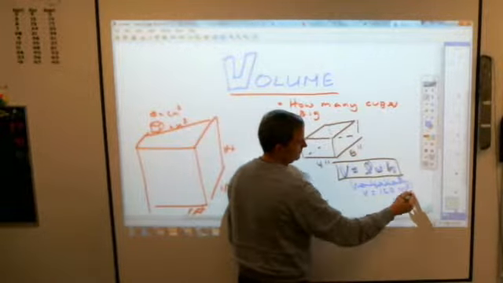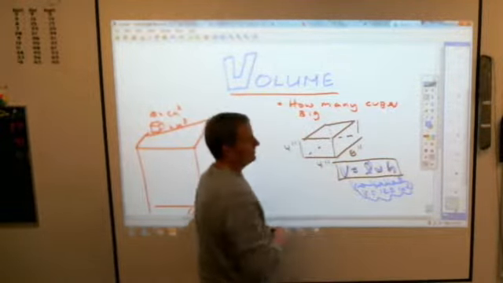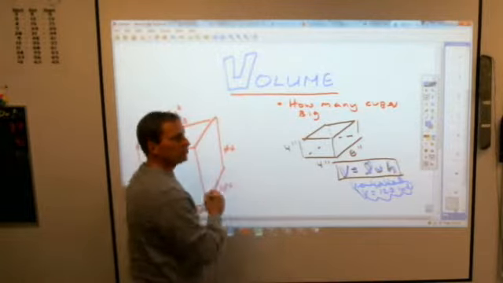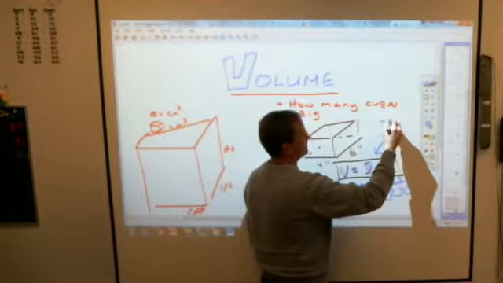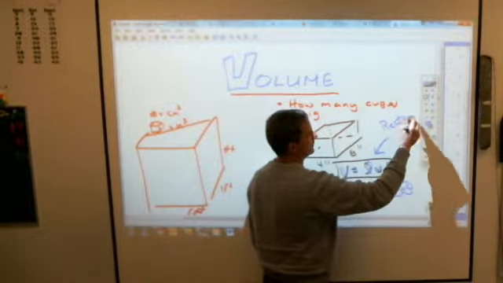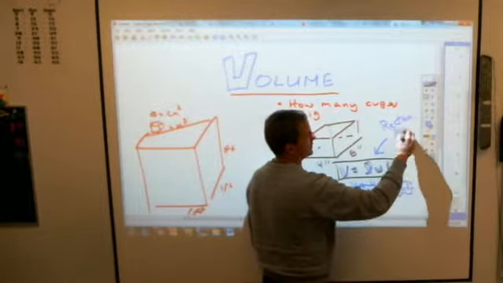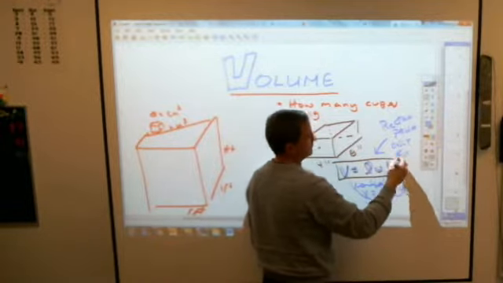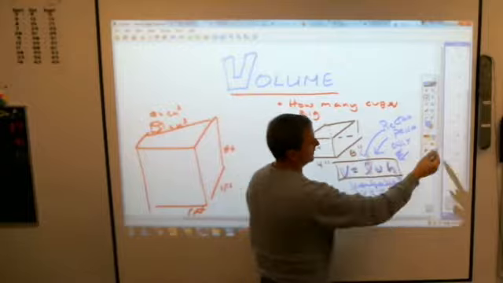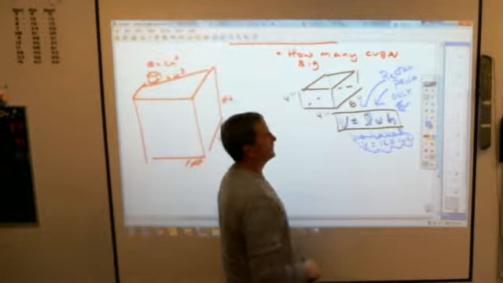Now, that is all well and good. Make sure you highlight this. This is for rectangular prisms only, because I have to get it out of your head that that is what you're going to do every time.